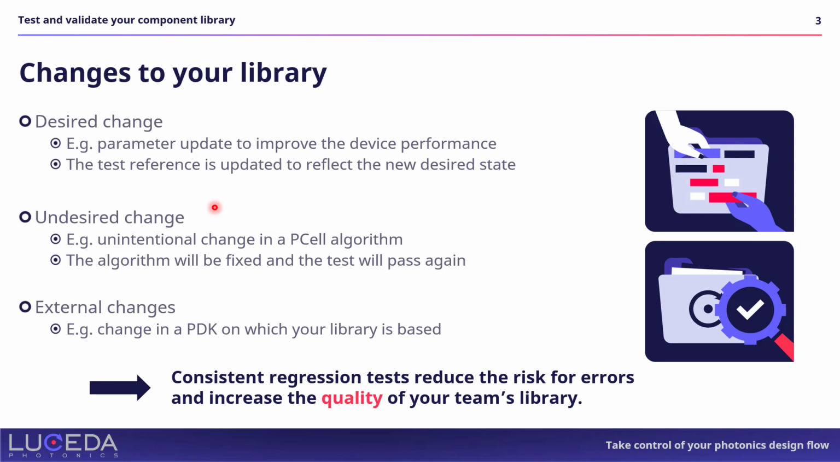Imagine your library is based on a PDK technology and uses PDK components. In this case, changes in the PDK will also affect tests on your library. By running automated testing, you will be able to detect these changes and make sure that your tapeouts will keep being successful. In conclusion, having consistent regression tests reduces the risk for errors and increases the quality of your team's library. This way, your libraries will always be tested and validated.